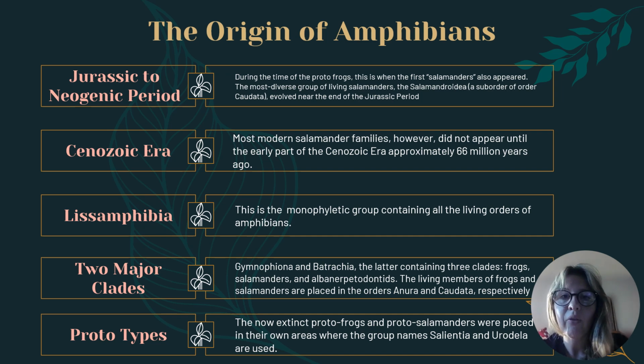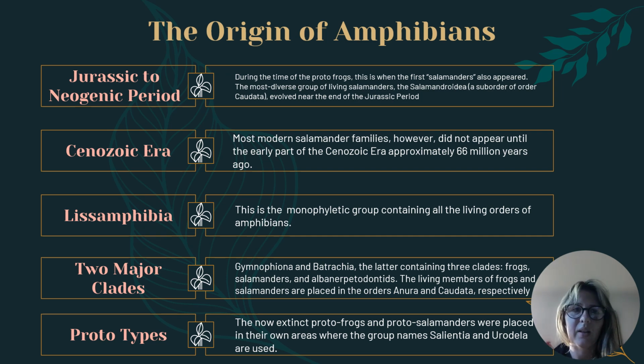We also saw our first proto-salamanders appear with the more diverse of living salamanders. That evolved towards the end of the Jurassic period, which then kind of went into our Cenozoic era. This is where all of our modern day salamander families started to appear. This is approximately 66 million years ago. So we got our proto-salamanders during the Jurassic and Neogene period, and then our more modern salamanders in the Cenozoic era.